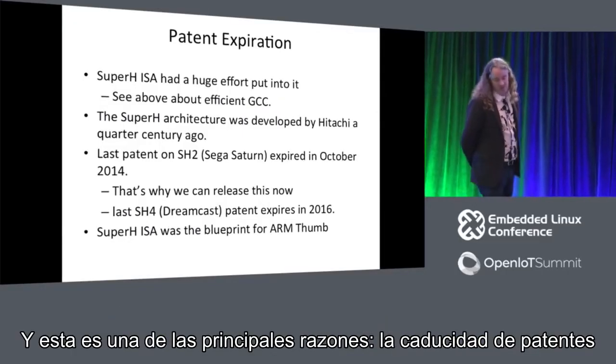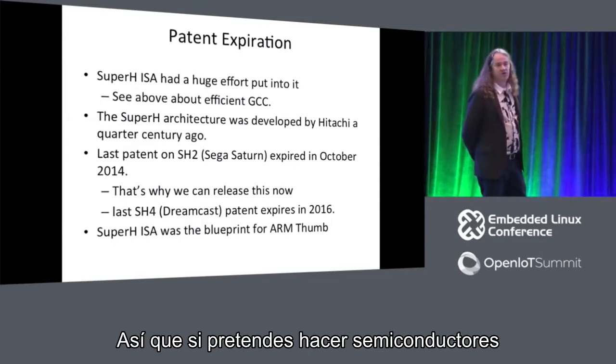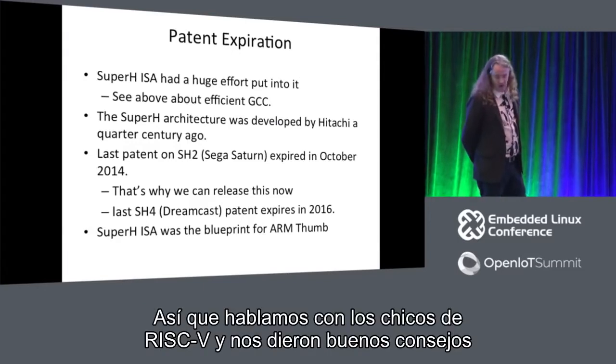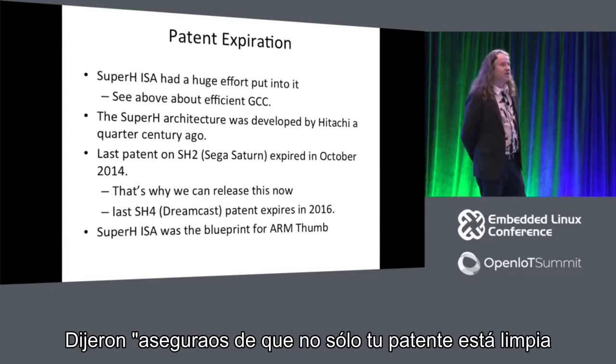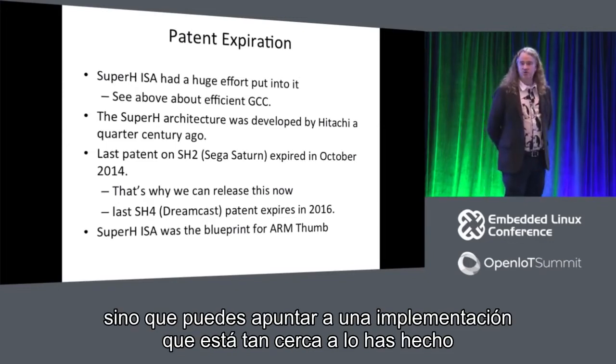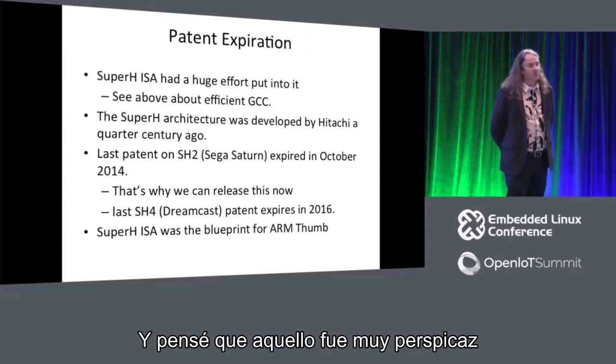And this is one of the main reasons, patent expiration. So if you set out to make semiconductors, somebody will come after you. It's for sure the case that somebody has a patent on anything you can think of in this space. And so we talked to the RISC-V guys, and they gave us some very good advice. They said, make sure that not only are you patent clean, but that you can point to an implementation that is so close to what you've done that there's no way there's a patent between there and you. And I thought that was just a very fantastic piece of insight.